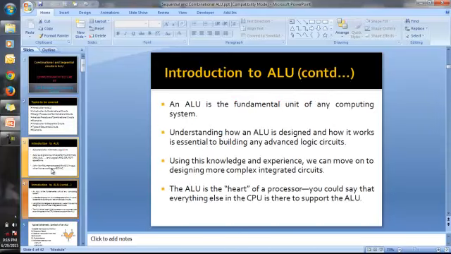An ALU is a fundamental unit of any computing system. Understanding how an ALU is designed and how it works is essential to building any advanced logical circuits. Using this knowledge and experience, we can move on to designing more complex integrated circuits. As we know, CPU is the heart of the computer, and ALU is the heart of a processor. You could say that anything else in the CPU is there to support the ALU.